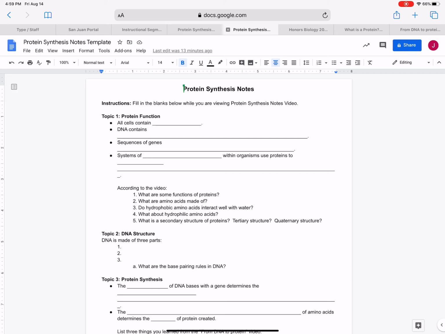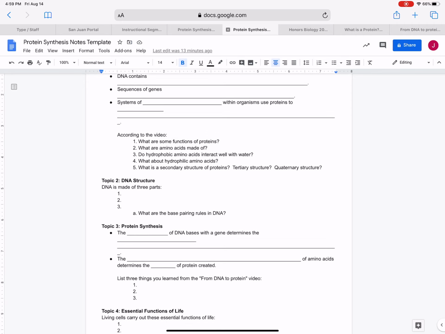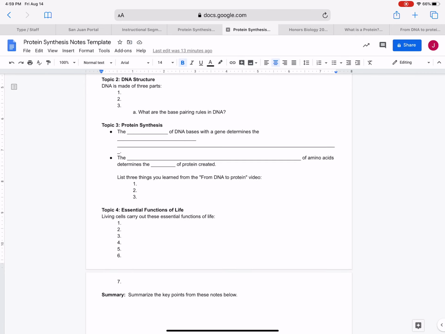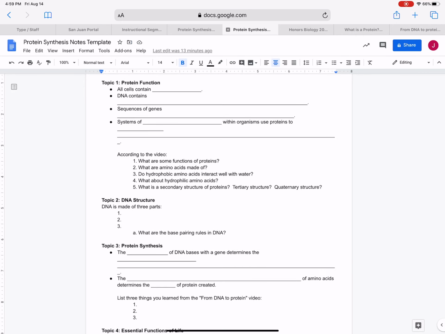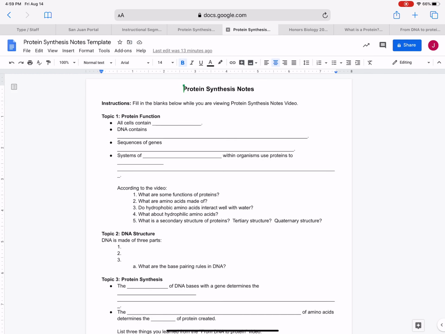For this particular assignment, you're going to be filling in this template that's found in your Google Classroom assignments, and it looks a little wonky on my iPad here, but it's because I'm on a different kind of device. So basically, you're going to follow along with the video that I'm creating right now, and you're going to fill in the blanks, and then that's what you're going to turn in for your assignment.